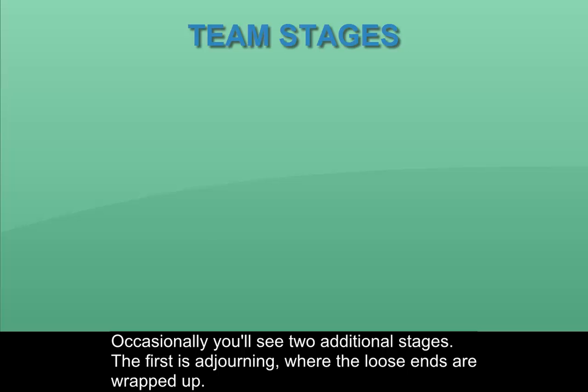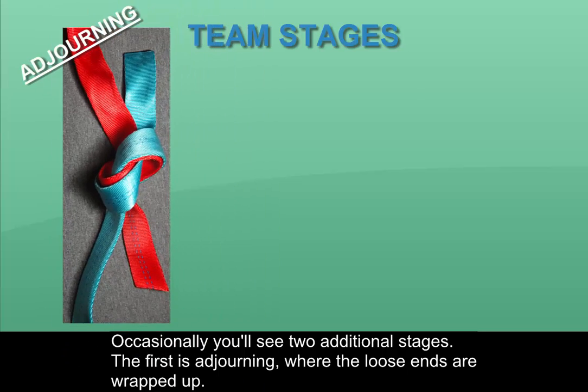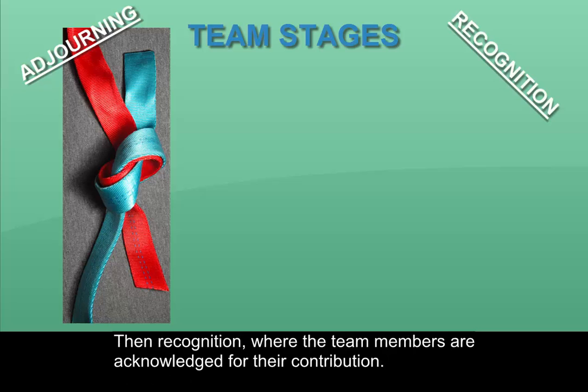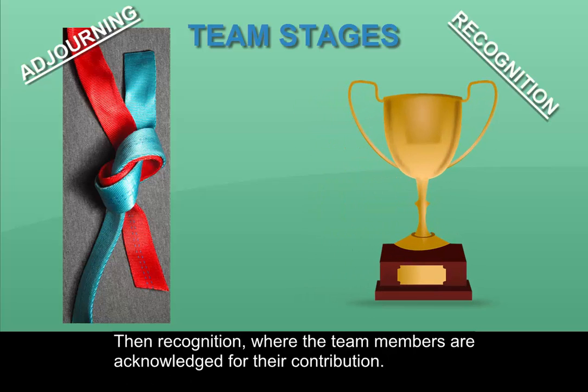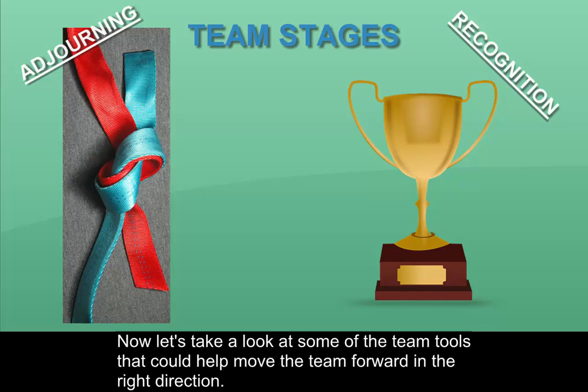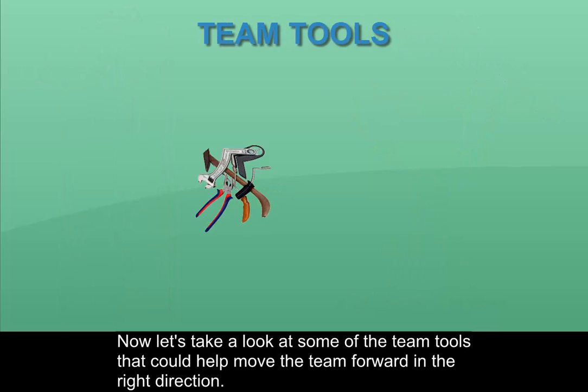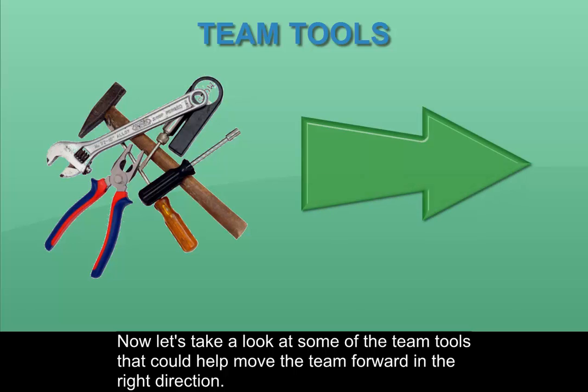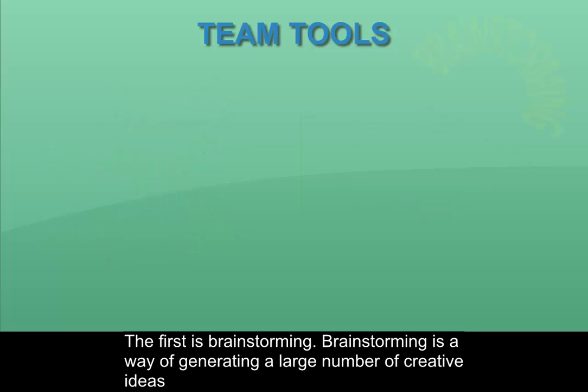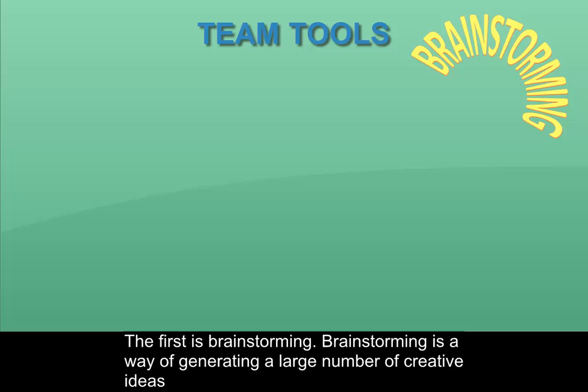Occasionally, you'll see 2 additional stages. The first is adjourning, where the loose ends are wrapped up, and then recognition, where the team members are acknowledged for their contribution. So now let's take a look at some of the team tools that can help move the team forward in the right direction. The first is brainstorming.